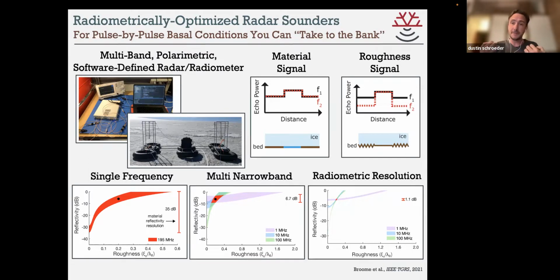If you want to break that ambiguity, you can use really varied frequencies, and the reflectivity of the material is not going to vary as quickly with frequency as the roughness will. What she shows on the bottom left is that with a single frequency, if you make no other assumption, there's a lot of ambiguity in that material property. As you move to multiband, and we're talking 1, 10, 100 megahertz, which is very broad, you get much better constraints. And finally, if you implement your radar like a radiometer, where your radiometric precision is better, then you can really constrain this.